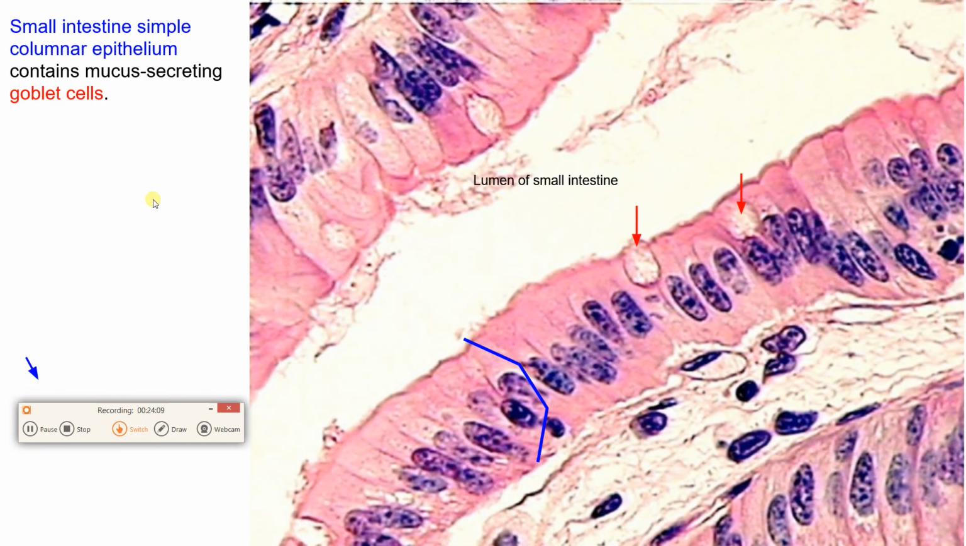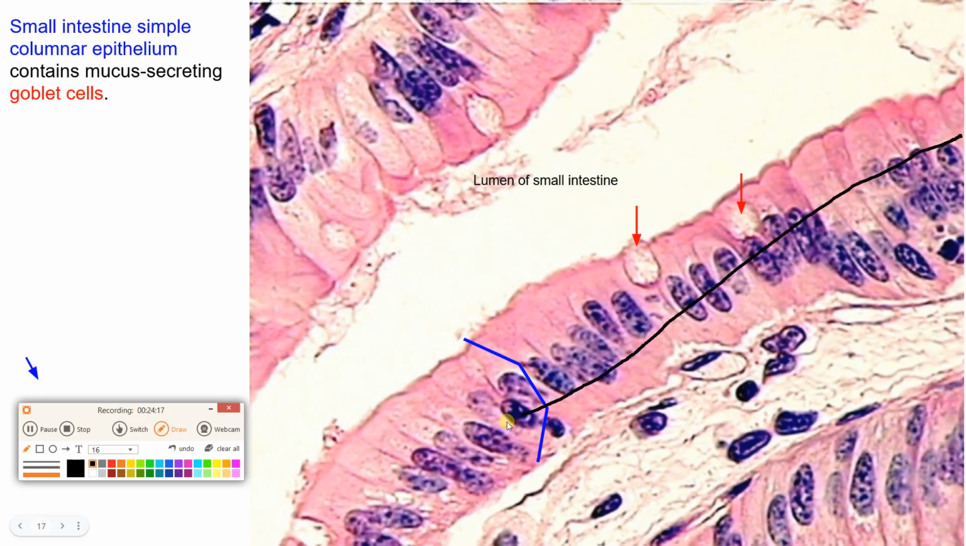Here I've got another view of it. So this is another small intestine here. Here's my lumen. Now in this case, the epithelium is going down this way, and we don't see it, but it's looping, U-turning, and coming back up this way. And so it has folds in other words. But again, it's basically a single row of nuclei, oval cells. So this is a simple columnar epithelium.